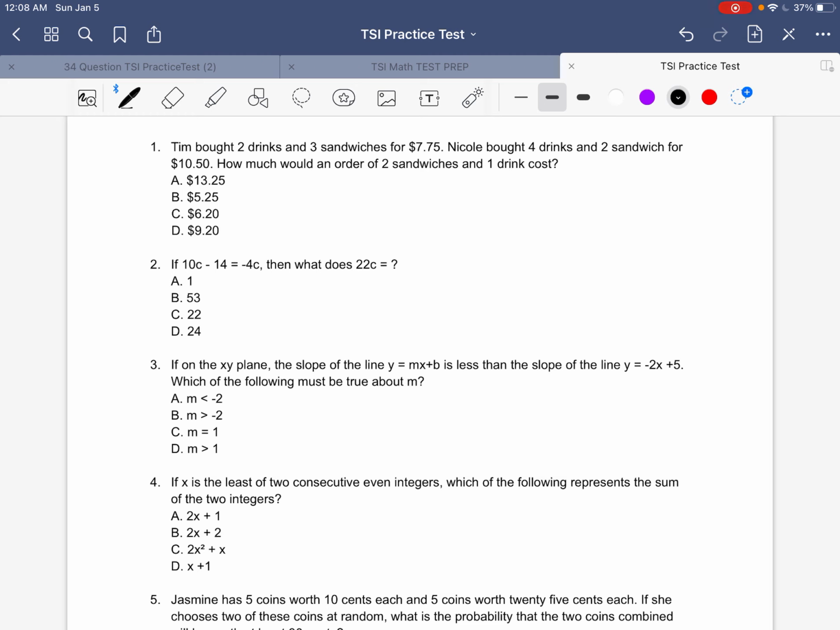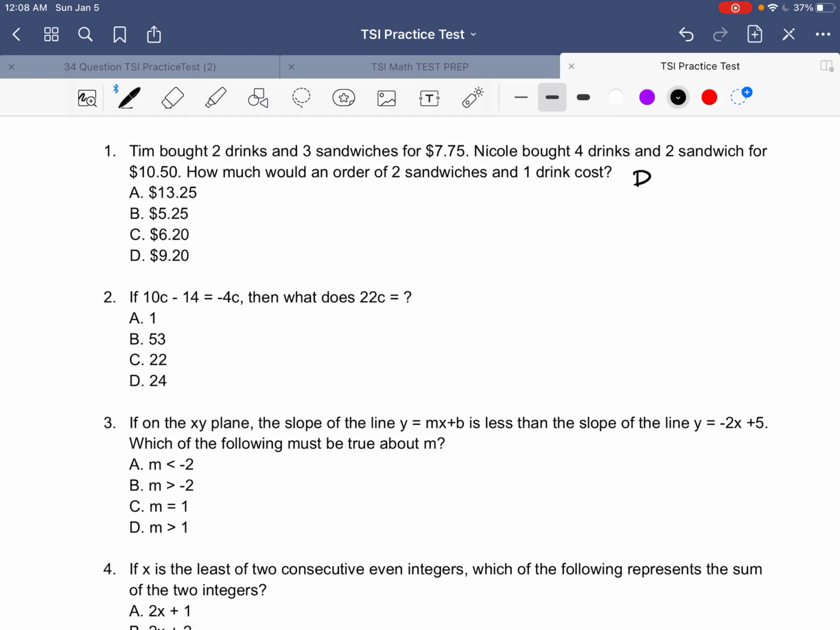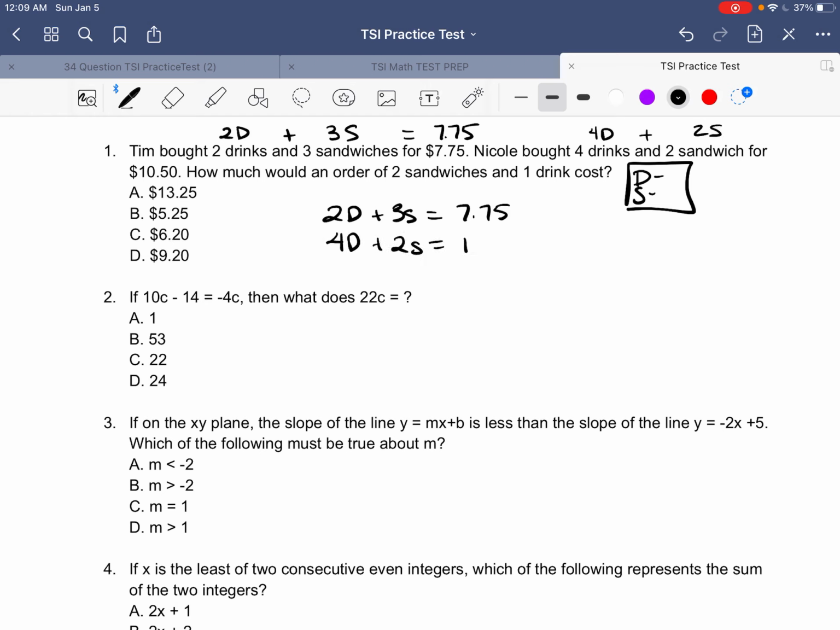One says Tim bought 2 drinks and 3 sandwiches for $7.75. Nicole bought 4 drinks and 2 sandwiches for $10.50. How much would an order of 2 sandwiches and 1 drink cost? What I'm going to do is make a statement for Tim. First, in the corner, I'm going to write D for drinks and S for sandwiches. Tim bought 2 drinks, so 2D, and 3 sandwiches for $7.75, so 2D plus 3S equals 7.75. Now I'm going to make a statement for Nicole: 4D plus 2S equals 10.50.